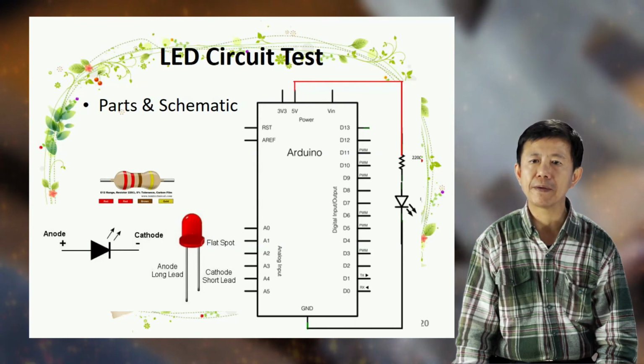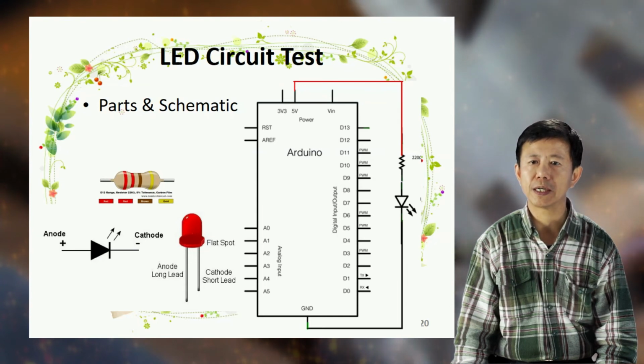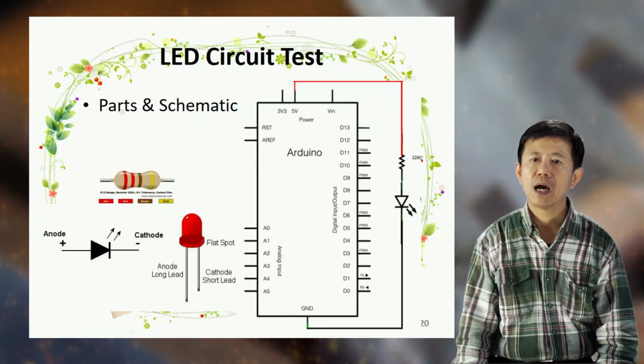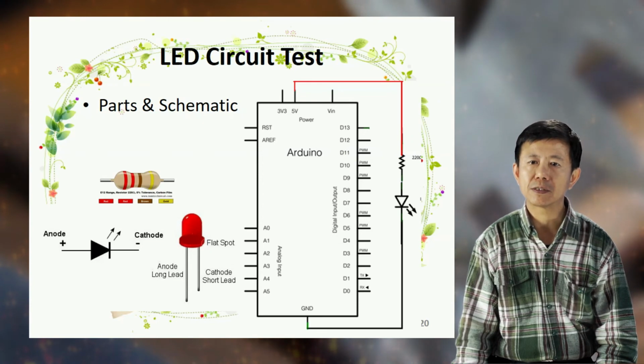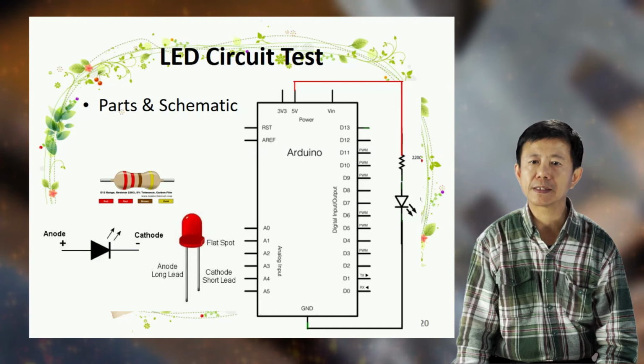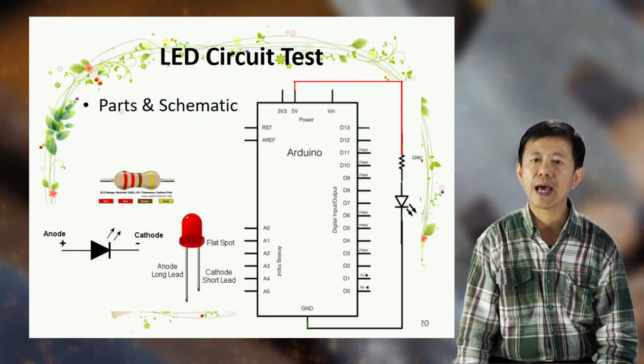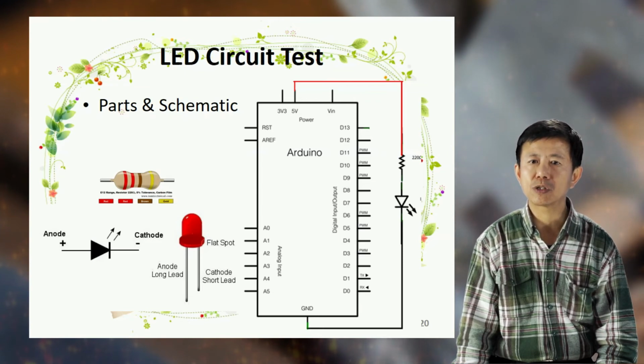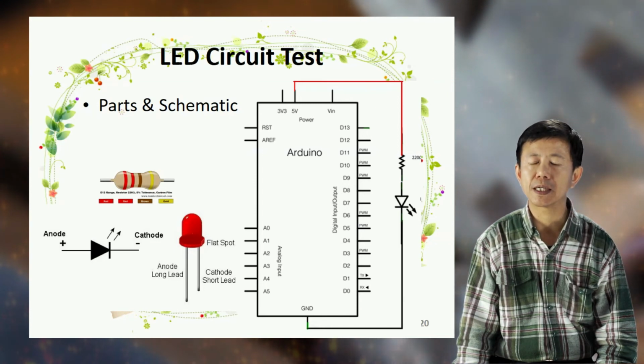We use the 5V power on the Arduino board as shown in the schematic. One end of the resistor is connected to the 5V power pin and the other end is connected to the long lead of the LED. Then, the short lead of the LED is connected to the GND pin next to pin 13 to complete the circuit.